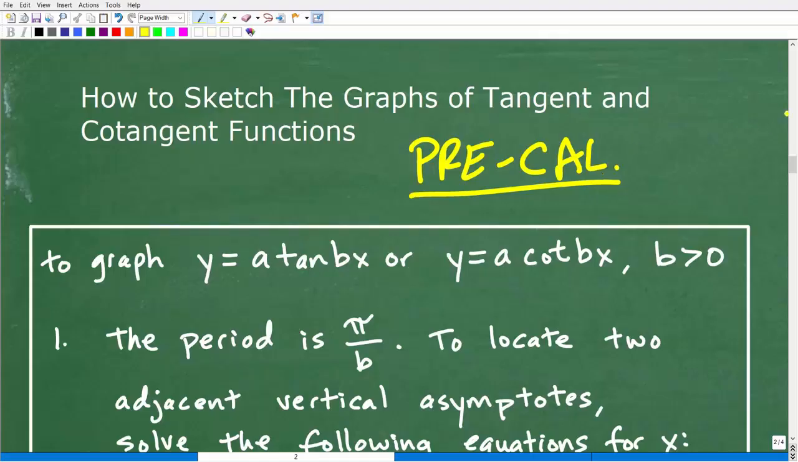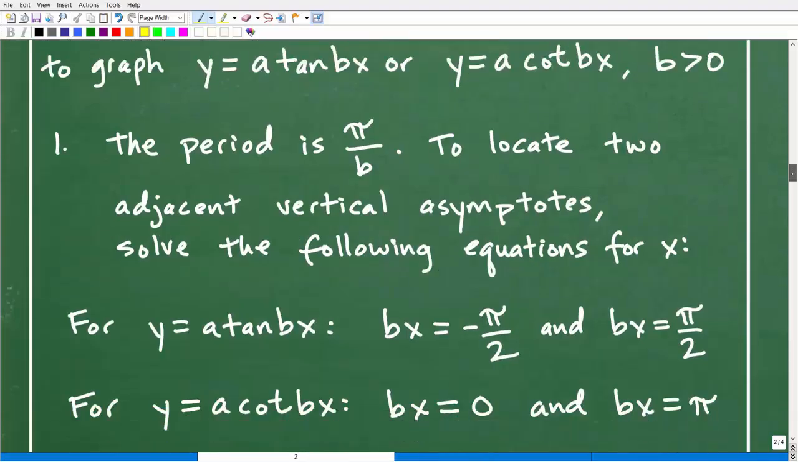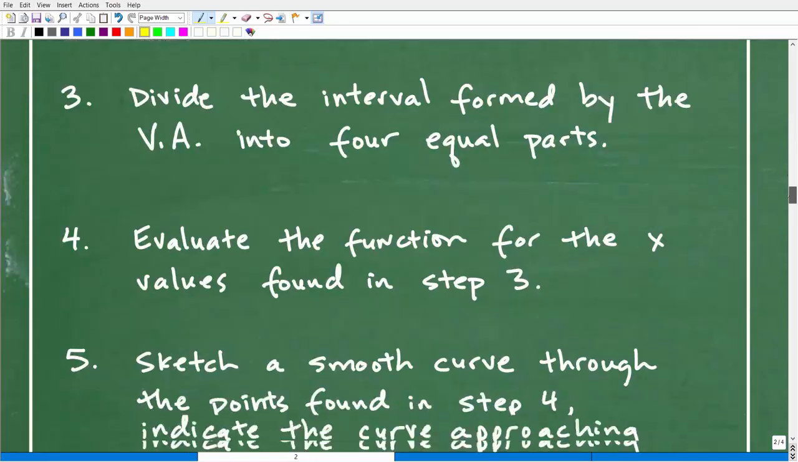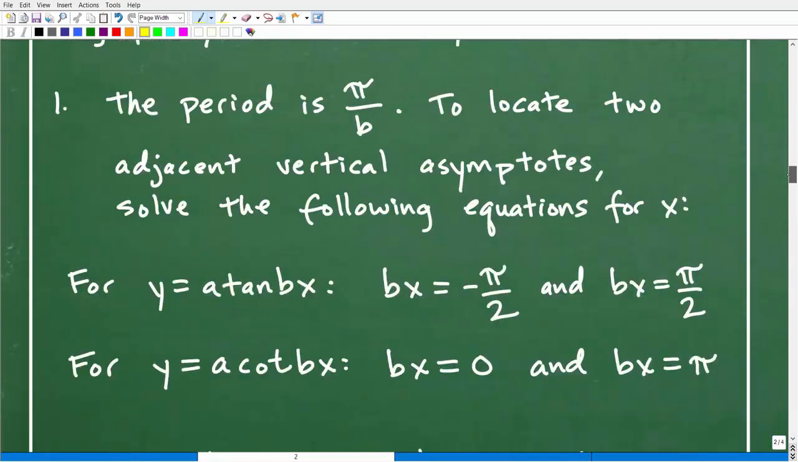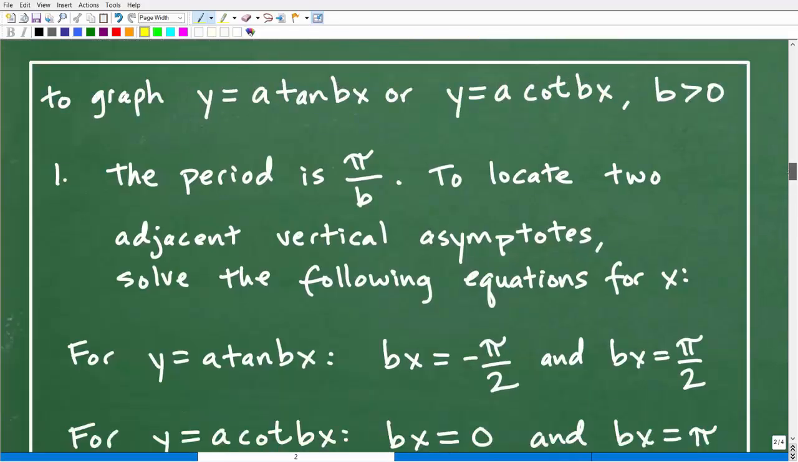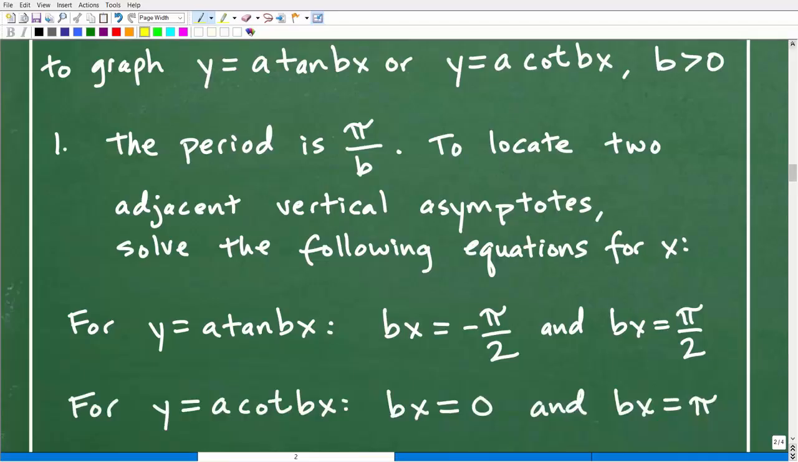But let's go ahead and take a look at what should be in your notes if you need to understand how to graph tangent, cotangent, of course, secant, cosecant, sine, cosine, etc. So I'm going to be covering these steps. You can see I'm going to start with number 1, number 2, number 3, number 4, number 5. And I'm going to go through these pretty quickly. If you want to write these down for your notes, that's perfectly fine. But I'm going to go through them pretty fast because we have a lot to go here.